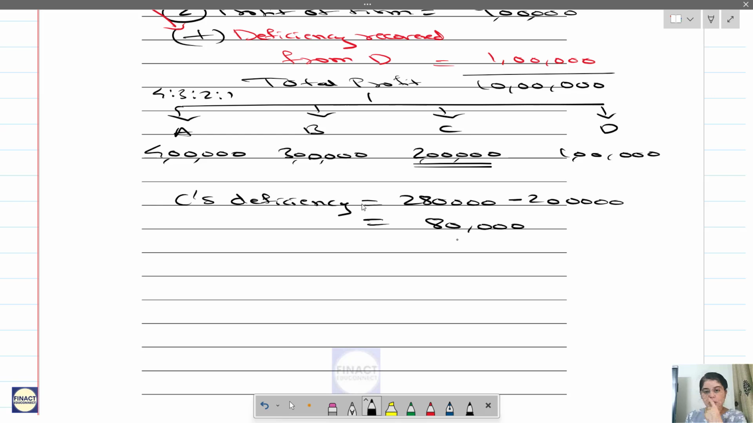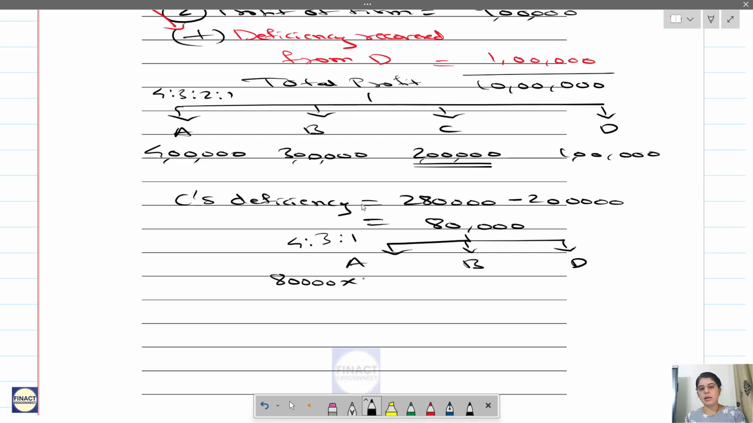Now this C's deficiency is given by the firm. So it will be borne by A, B and D. And what will be the ratio? They didn't give any ratio, right? This will be borne equally or what? They have not given us anything. So we will use the profit sharing ratio of A, B and D. So A is 4, B is 3 and D is 1. So 4:3:1.